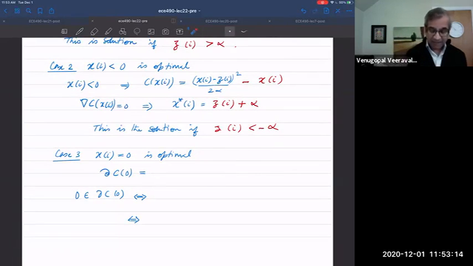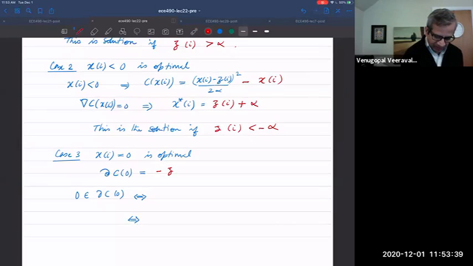Or subgradients. So the condition for optimality of xi equal to 0 says that the subdifferential must include the point 0. So the subdifferential at 0, as we know, we can write the subgradients as the sum of the subgradients of the two terms.